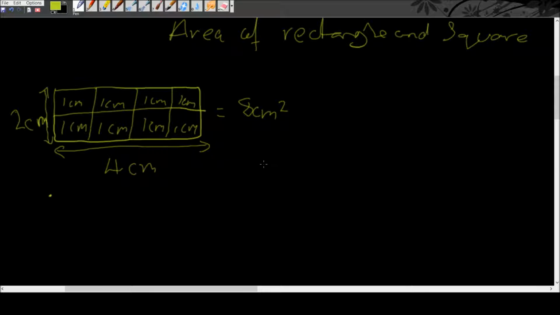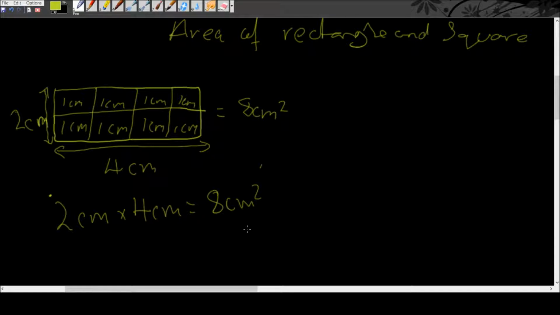Now, for the area of a rectangle or square, you can times the height by the width, so 2 centimeters times 4 centimeters, and that will also give you 8 centimeters squared.